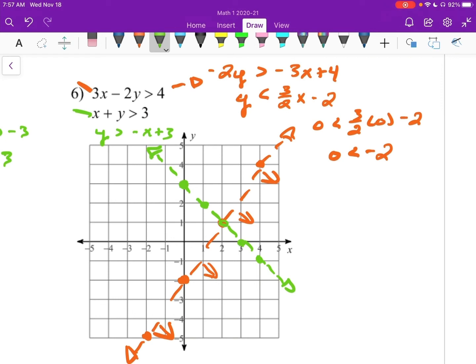Whenever I plug in the point 0, 0, I'm going to have, where do I want to do it? I'll do it over here. 0 is greater than negative 0 plus 3. So 0 is greater than 3. Well, that's not a true statement. 0 is not bigger than 3. So I'm going to shade away from 0. And then I can see that I shade this little triangle piece over here.